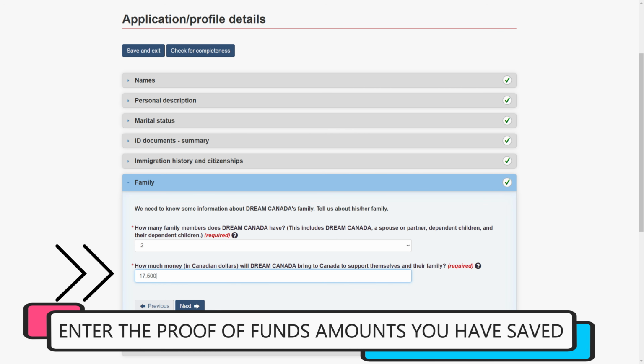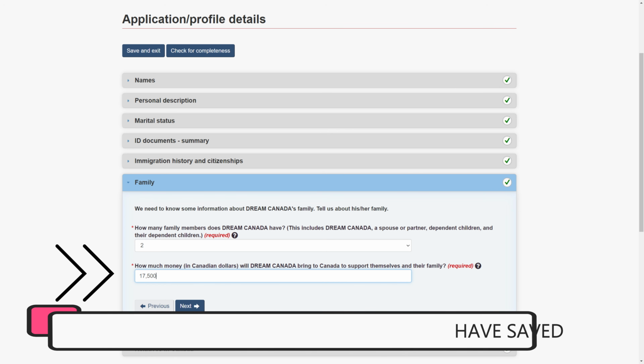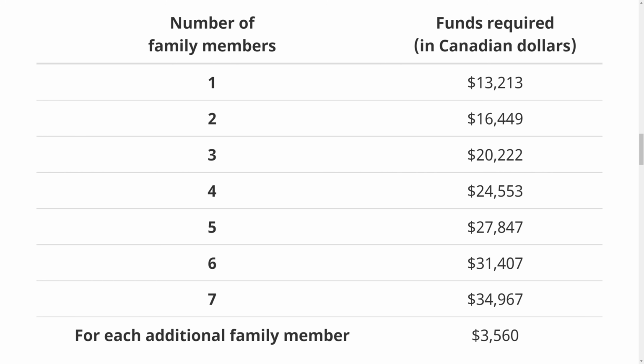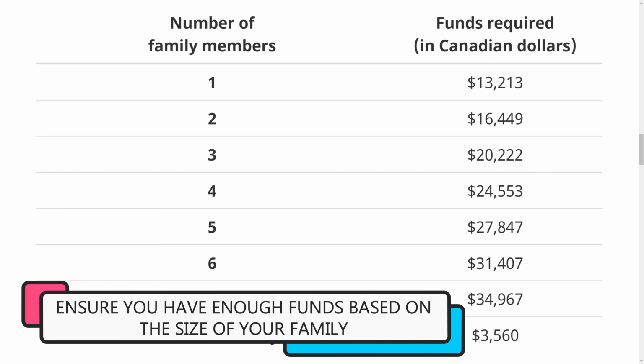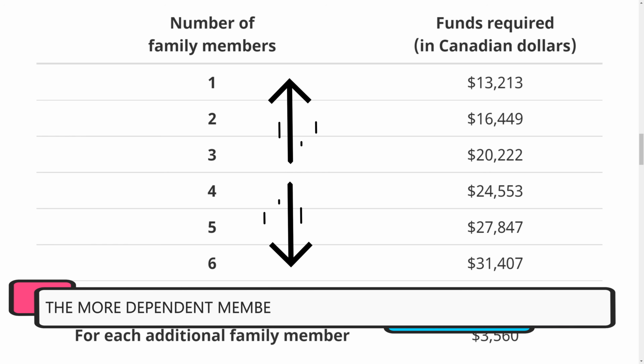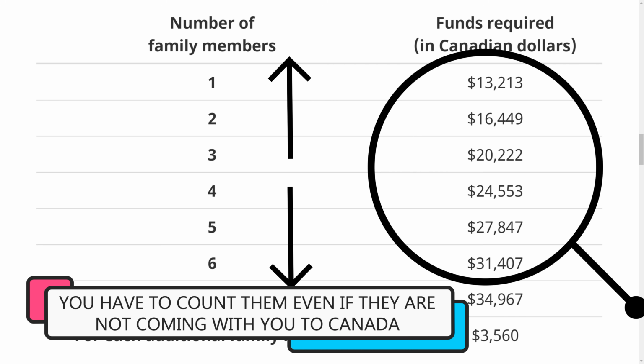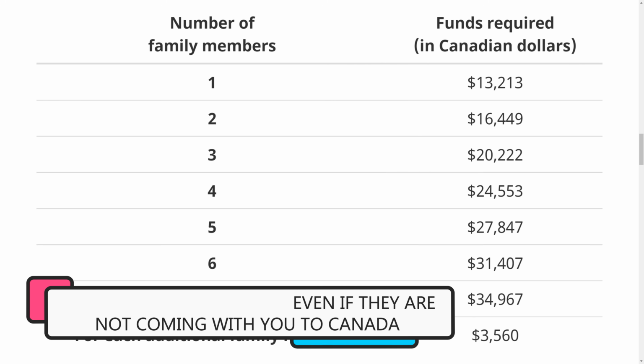Next, you'll need to enter your proof of funds amounts which you'll be bringing to Canada. Here's a list of the Express Entry proof of funds required right now. Be sure to enter enough funds here according to the size of your family. Basically, the more dependent family members, the more funds you'll need, and you'll also have to count them if they are not coming with you to Canada, so do remember that.